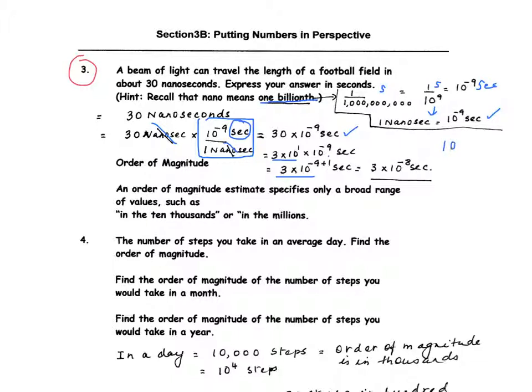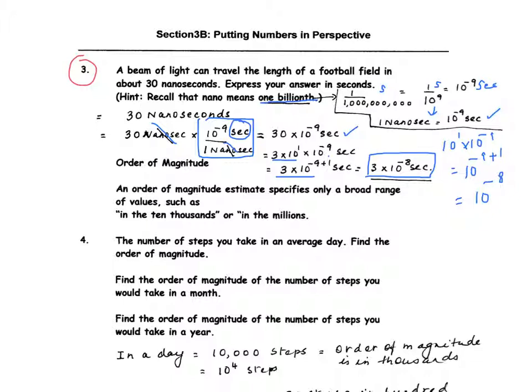So 10 to the 1 times 10 to the negative 9 is equal to 10 to the negative 9 plus 1, which is equal to 10 to the negative 8. So 30 nanoseconds is the same as 3 times 10 to the negative 8 seconds. So we've converted that number into scientific notation. We used the basic idea of exponents to do that.